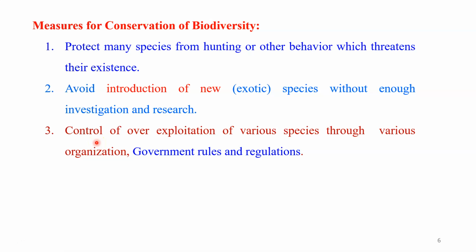The third measure is very important: control over the exploitation of the variety of species through various organizations, government rules, and regulations.